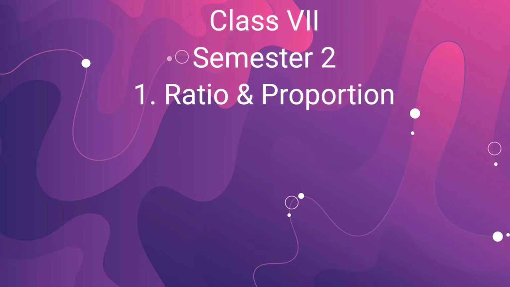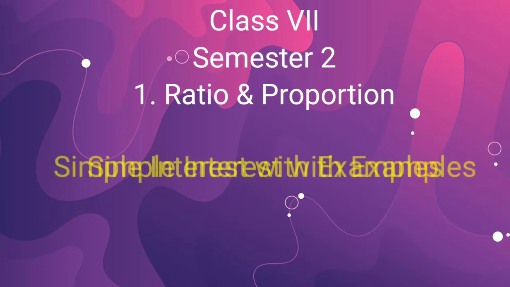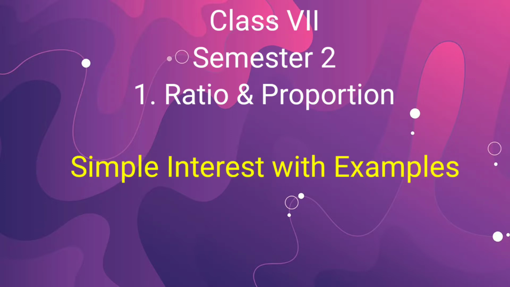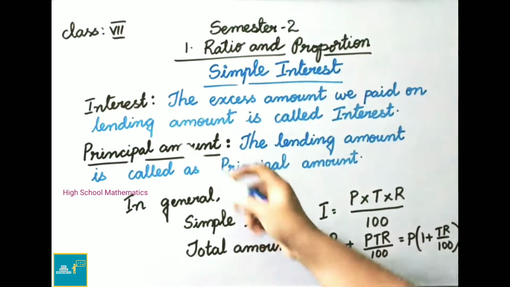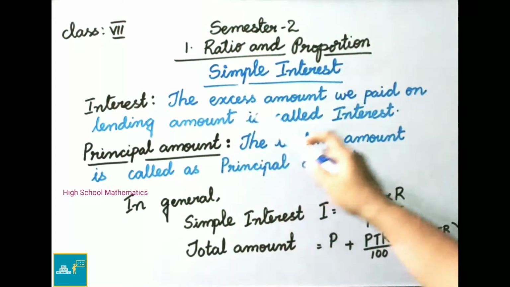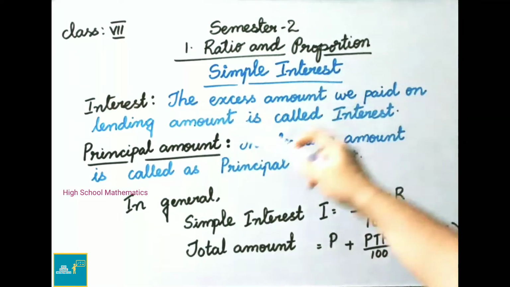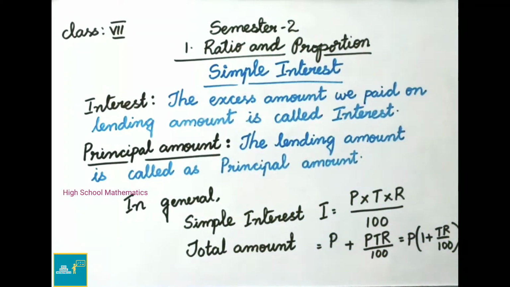Today we are going to learn Class 7 Semester 2 Chapter 1 Ratio and Proportion. What is simple interest, with example sums. See now, first, what is interest? The excess amount we pay on the lending amount is called interest.